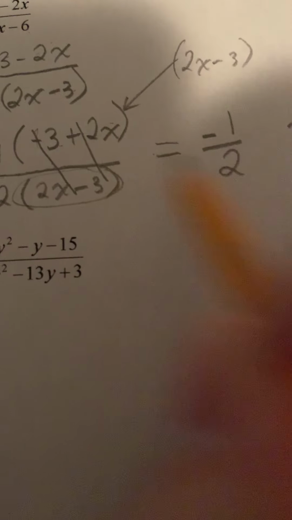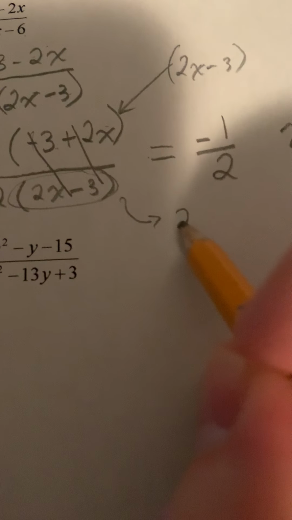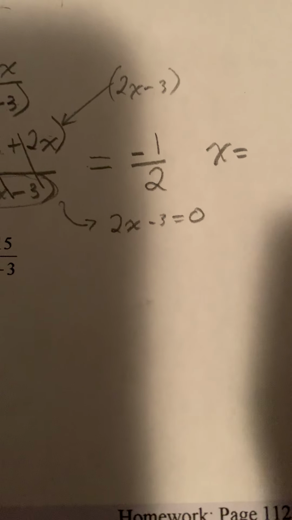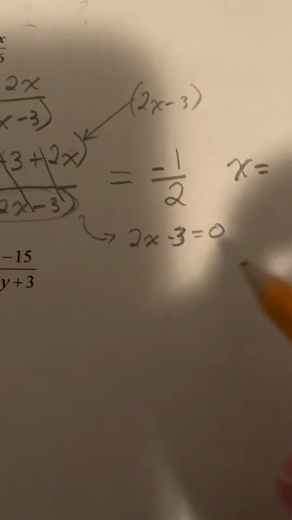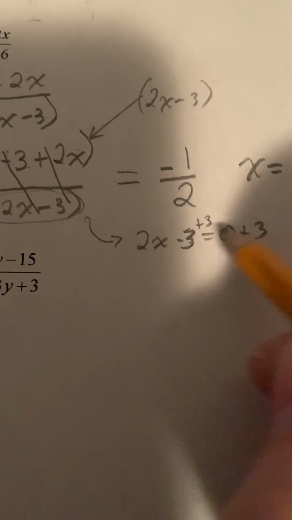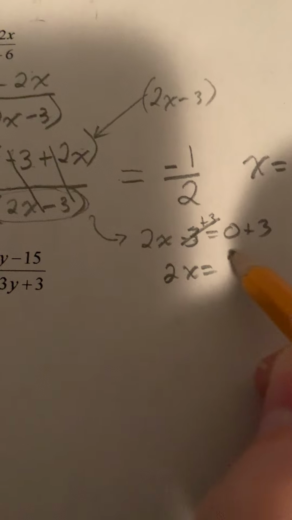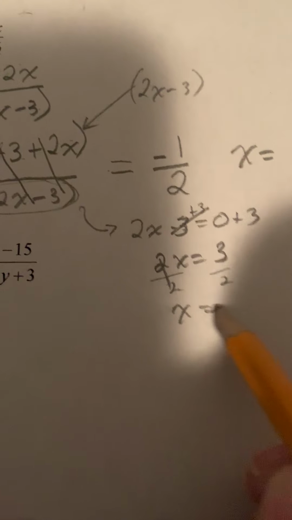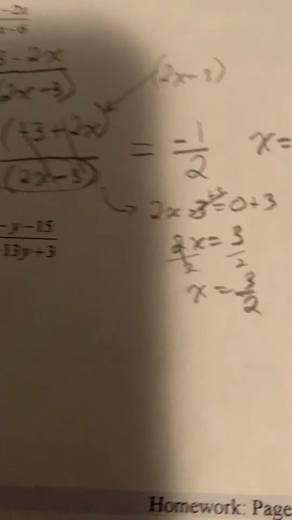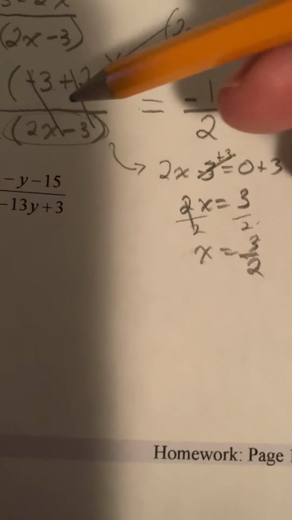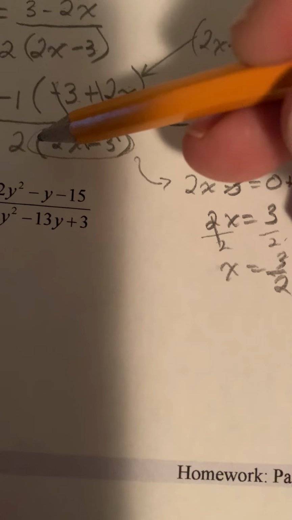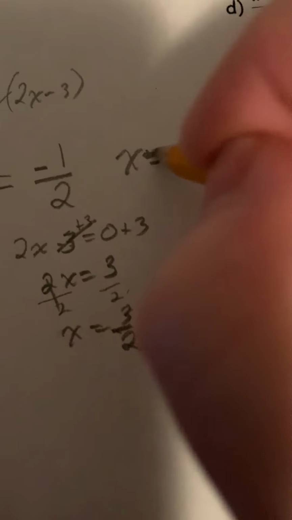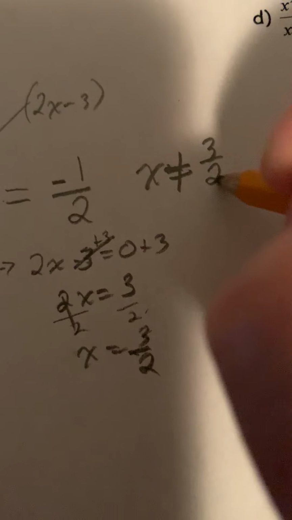So we would set this equal to 0. So 2x minus 3 equals 0. And now we solve for x. So plus 3 on each side. So 2x equals 3. Divide by 2. X equals 3 over 2. So if we were to plug in 3 over 2 into the x here, that would make this bracket 0. Okay, so x cannot be 3 over 2.